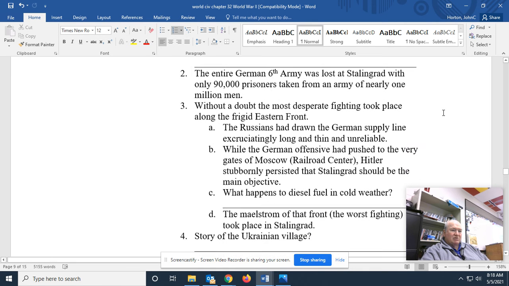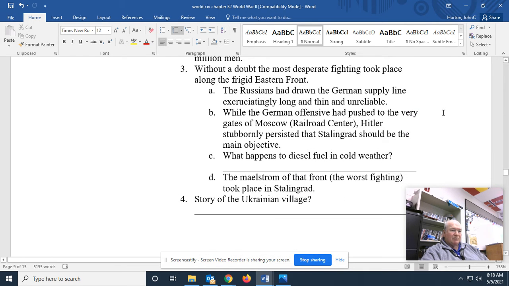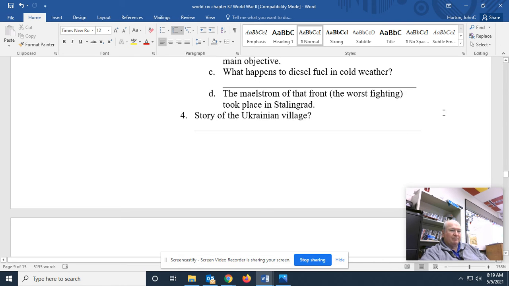Without a doubt, the most desperate fighting took place along this frigid eastern front. The Russians had drawn the German supply line excruciatingly long, thin, and unreliable. While the German offensive had pushed to the very gates of Moscow, Hitler stubbornly persisted that Stalingrad should be the main objective. And as you see there, most German machinery was diesel fuel. In cold weather, diesel fuel turns to jelly. And that was a problem. But the maelstrom, the worst fighting, took place in Stalingrad.